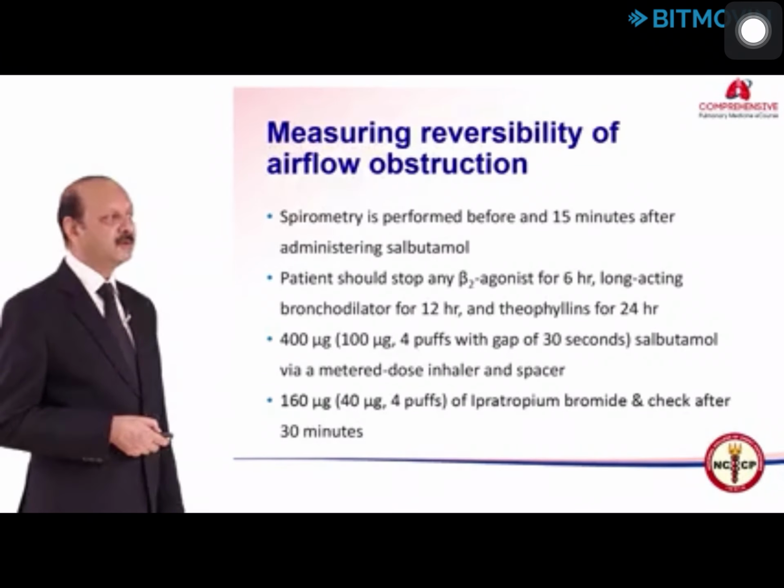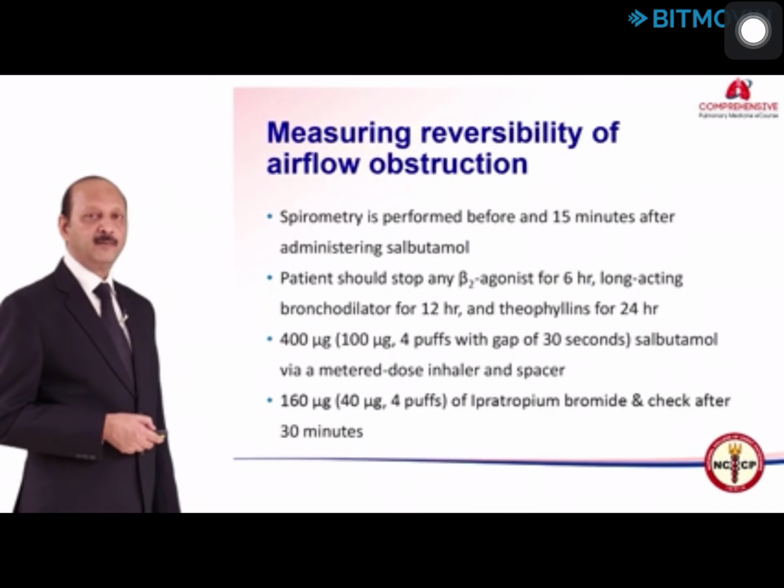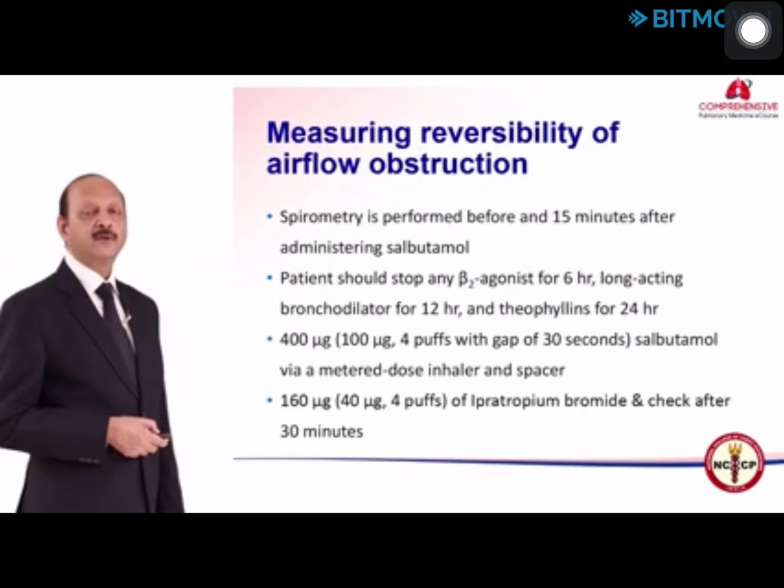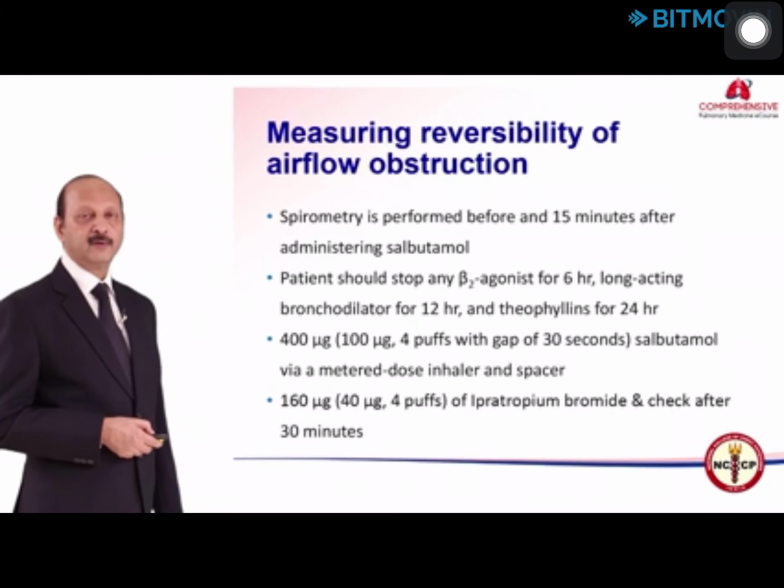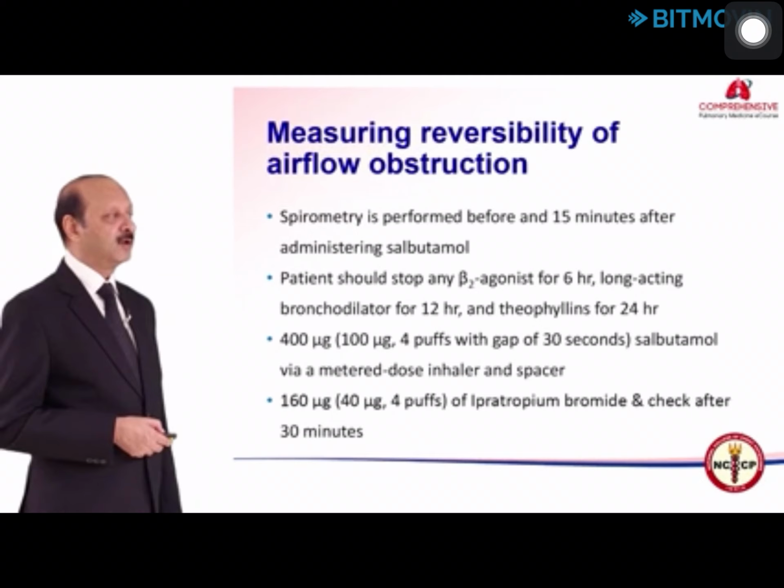Or the second option is you can use ipratropium bromide. Again, here you give 4 puffs of ipratropium bromide by metered dose inhaler, and you measure it after 30 minutes, because the onset of action, we know, is late compared to the short-acting bronchodilators. So here you are measuring it after 30 minutes.